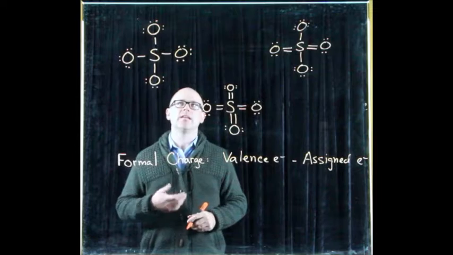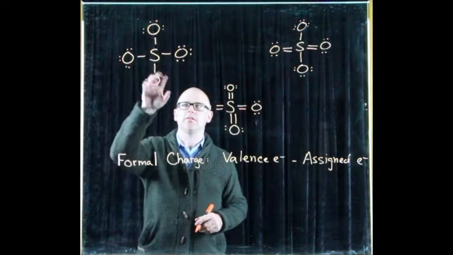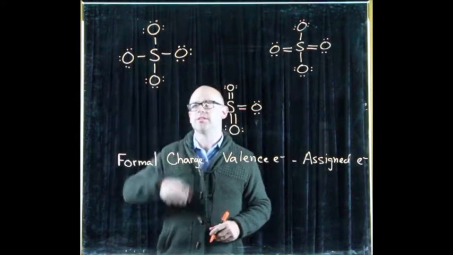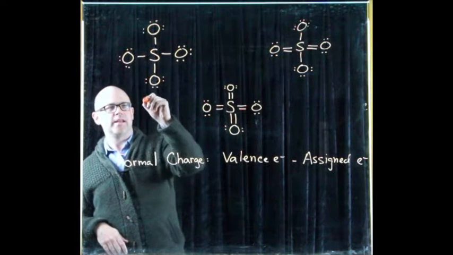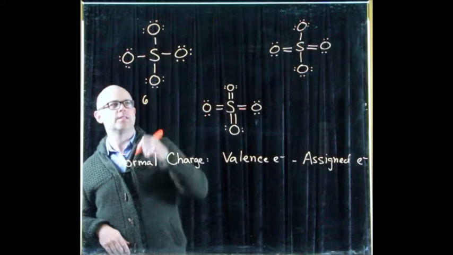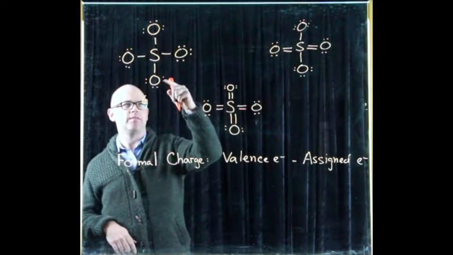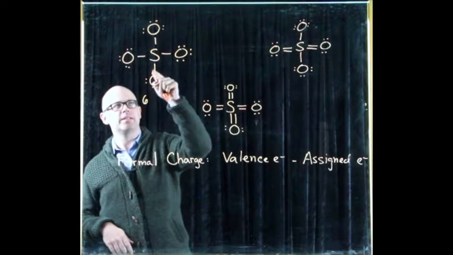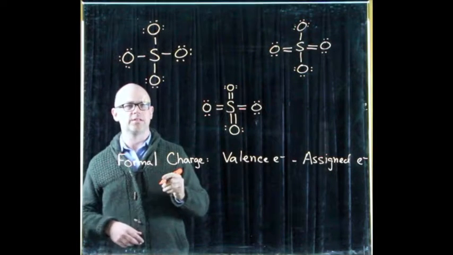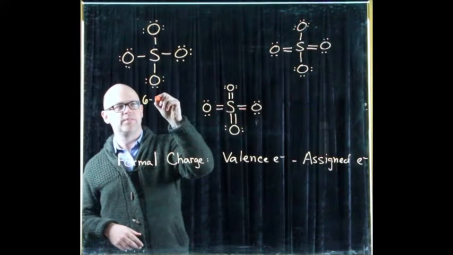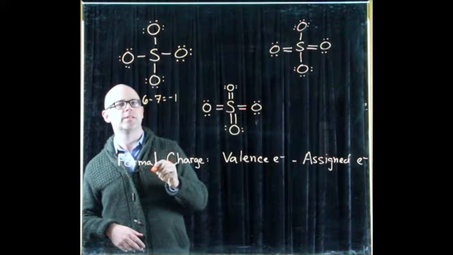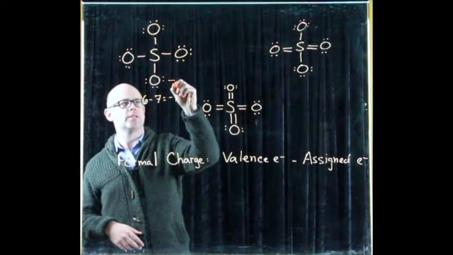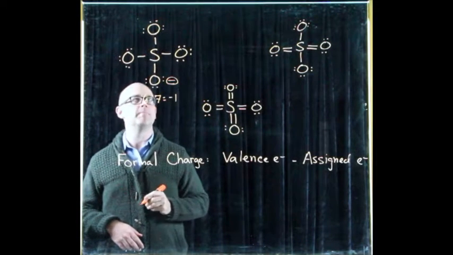So let's take a look at, for example, this molecule right here. I'm going to find the formal charge on this oxygen. If I look at the number of valence electrons, oxygen has 6 valence electrons. Now how many assigned electrons does it have? Well, 1, 2, 3, 4, 5, 6, and here's a bond, so one of those electrons. So 6 valence electrons minus 7 assigned electrons gives us a -1 formal charge on that oxygen. To show that, we're just going to draw a negative sign.